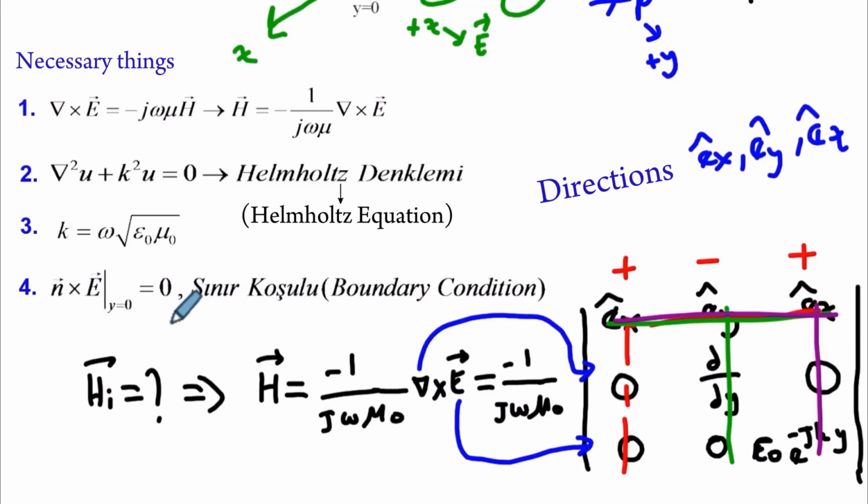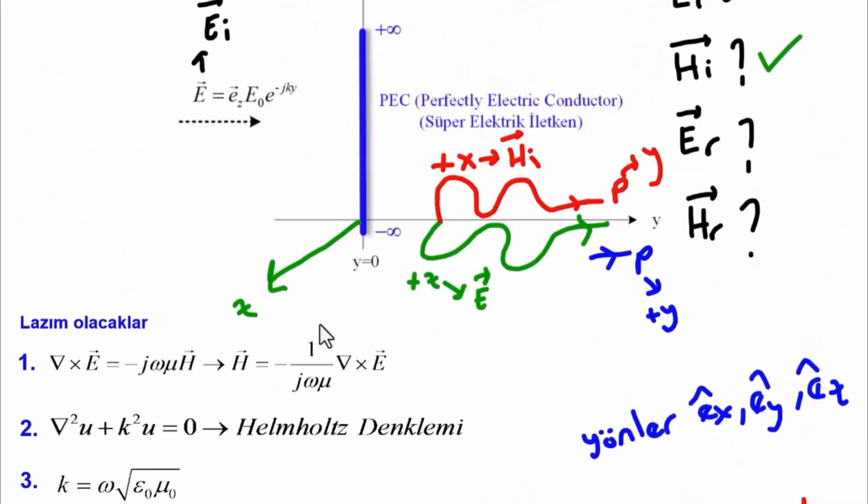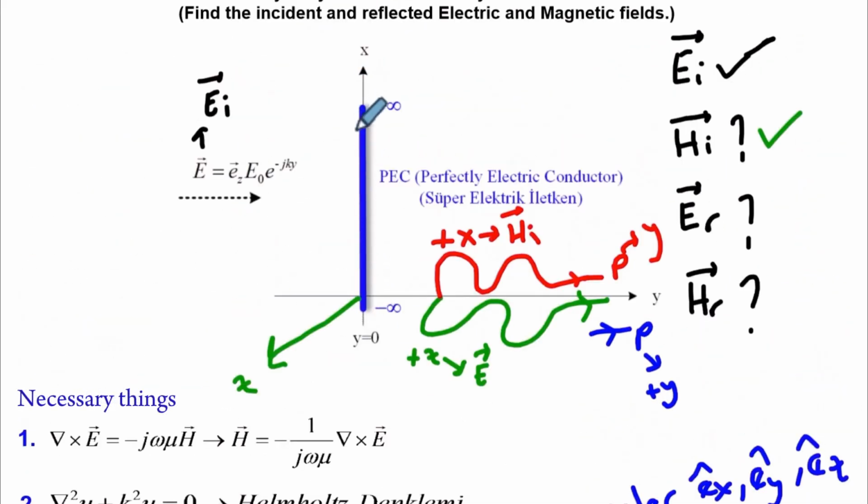So what does this mean? Where did this come from? The logic behind this, friends, is as follows. What do we have here that creates a boundary? We have our perfectly electric conductor. In other words, we have our superconductor. If we think of this superconductor like this, on the left side of this, we have certain fields, and on the right side, we have certain fields as well.